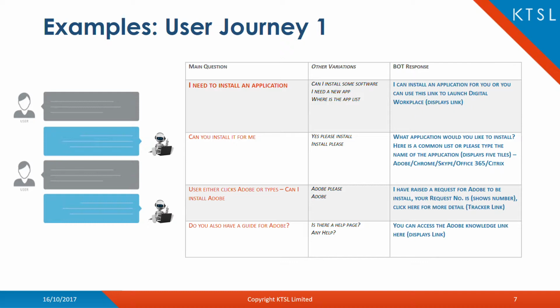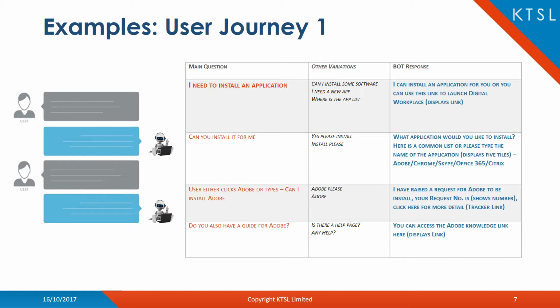Or could say, could you install this for me? And I could say, yes, please install. Bot would again respond with, what application would you like to install? And this can query your distributed software library or your CMDB to pull back a list of applications that you offer that user. In this example, I'm going to pull back 5 tiles of apps that users typically install.